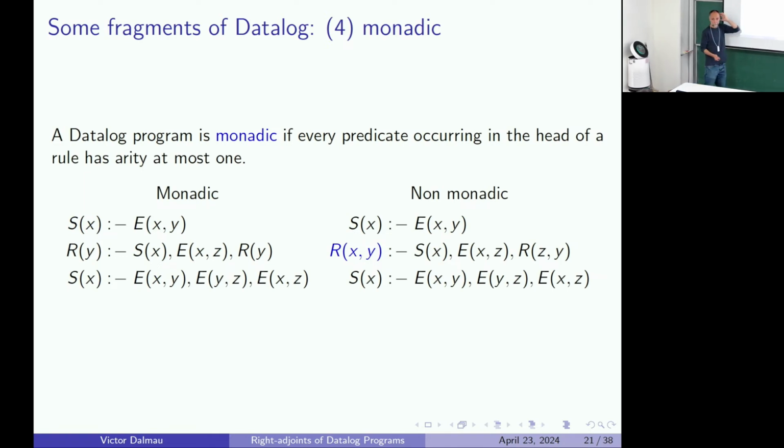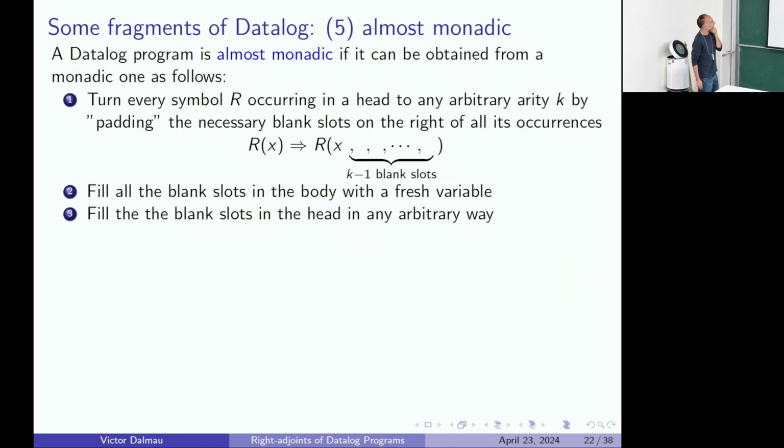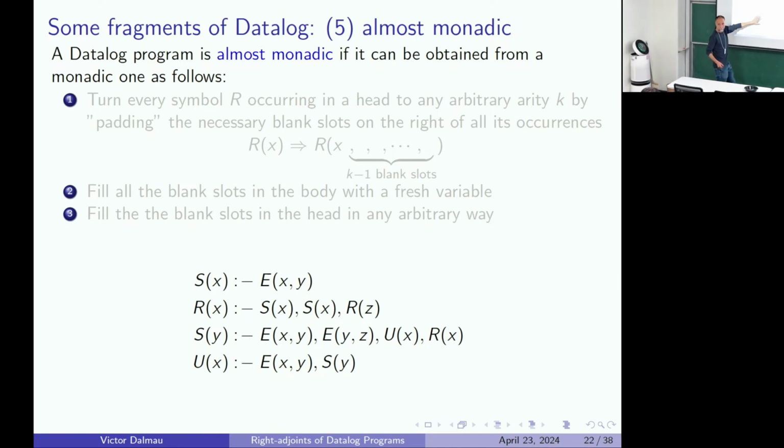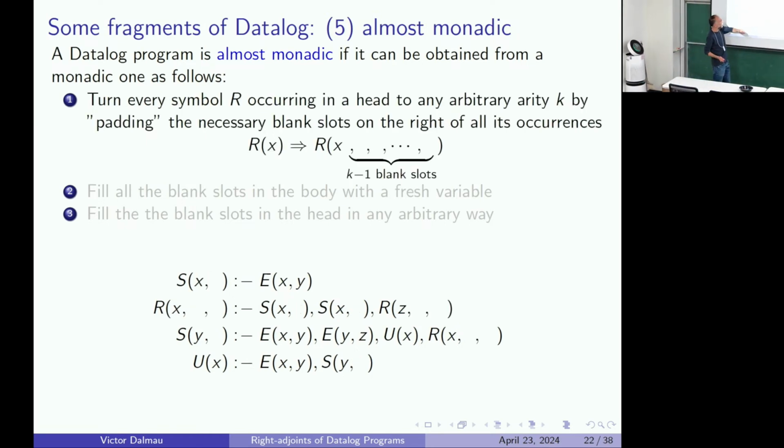Now, monadic. Monadic is that every predicate that appears here has arity one. And now, finally, this more technical one, almost monadic, is a generalization of monadic that allows us to push our results a little bit more. So what does almost monadic mean? A Datalog program is almost monadic if you can obtain it from a monadic program by doing the following operations. You start with a monadic program, but now you want it not to be monadic, you want it to be more general. So first you decide, for all these monadic predicates, which arity you want them to have. You might decide them to be binary, ternary, whatever. In this case, for instance, we decided this to be binary and this to be ternary, and I expand them, and now I have to fill the rest of the positions.